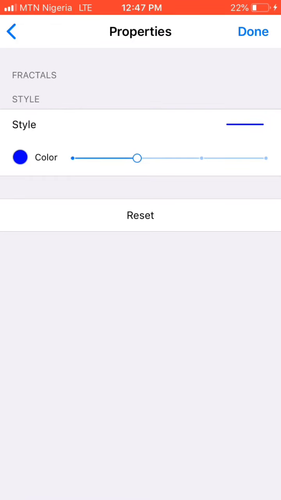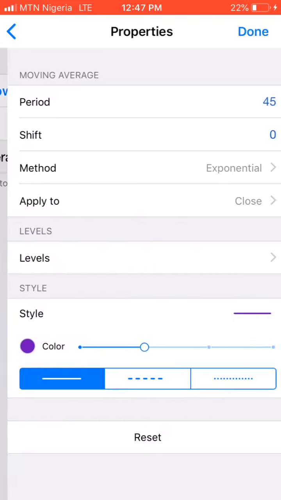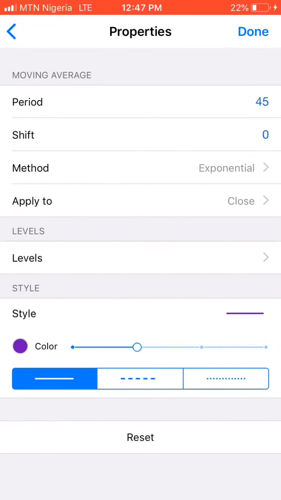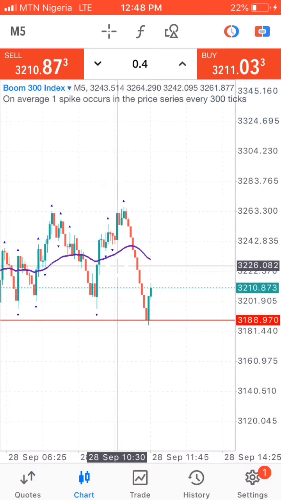So after that, you click on done, and the moving average. The period of the moving average is 45. You could just screenshot this. The shift is 0, method exponential, apply to close. The levels, there are no levels. The style I used was purple, and you can use either 1 or 2 pixel, whichever one, but let it just be visible on your chart. So once you're done with that, you click on done, go back to your chart, and either wait for your spike or you wait to scalp.